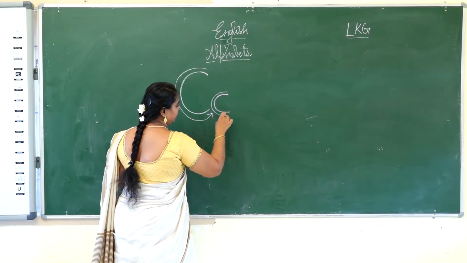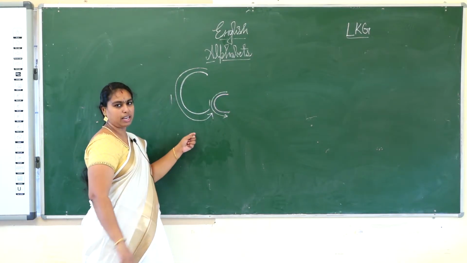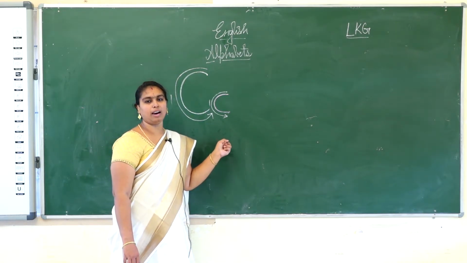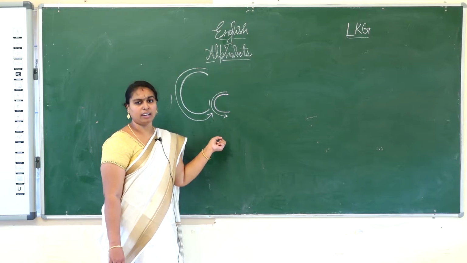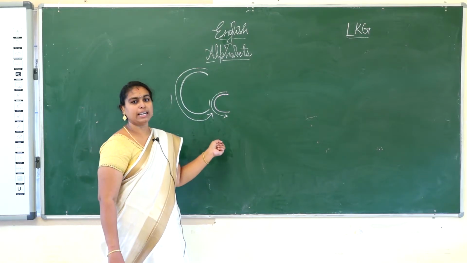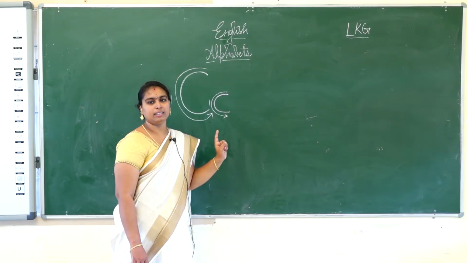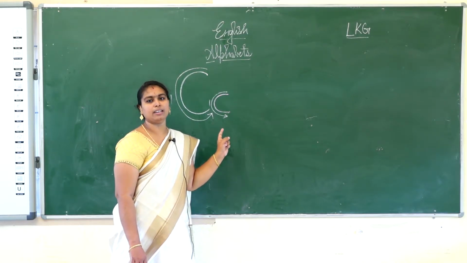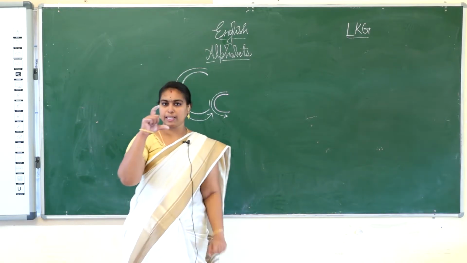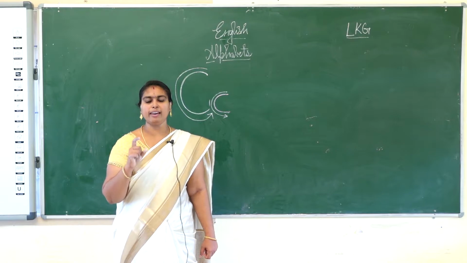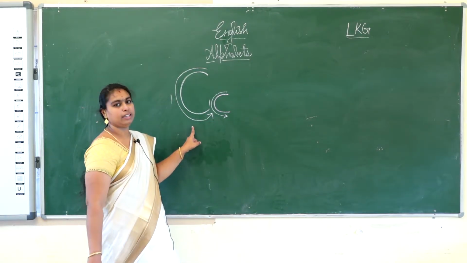Small c. What is this? Small c. And what is the sound of C? K. Say again. K. What is the sound of C? K. What is the sound of C? K. Say again. K. What is the sound of C? K. What is the sound of C? K.